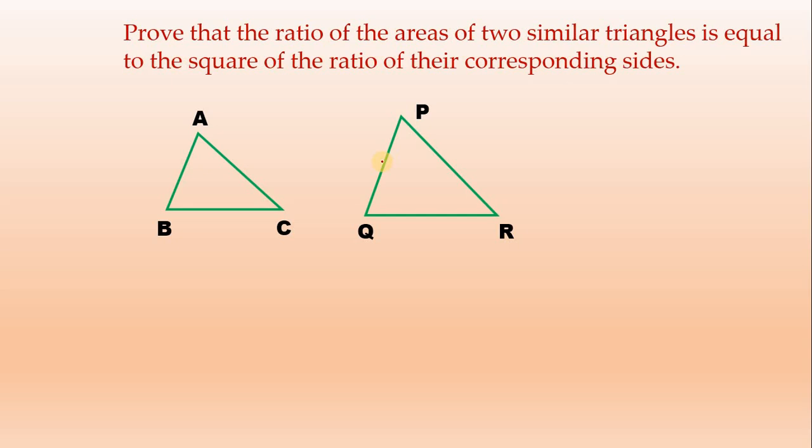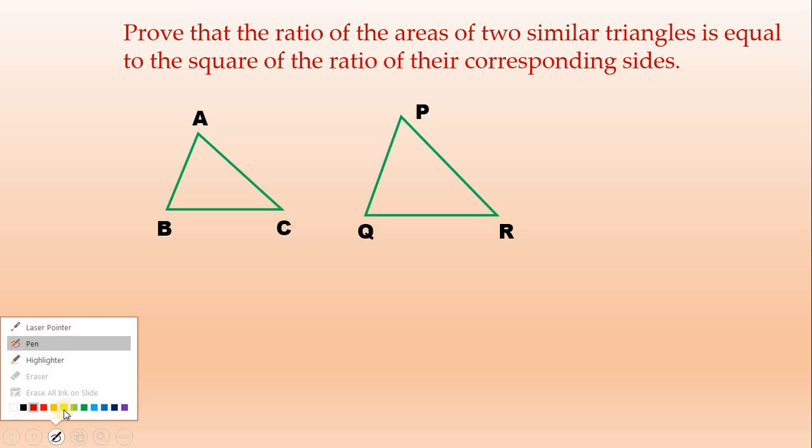Now what we have to prove actually is the ratio of the areas of these two triangles. Means area of ABC by area of PQR is equal to the square of the ratio of their corresponding sides. Means AB by PQ whole square, BC by QR whole square, which equals AC by PR whole square. Now let us start to prove this theorem.